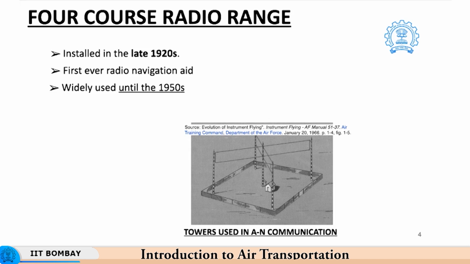A sequence of two of these four-course radio range ground stations acted as an airway route between two waypoints, and hence these proved to be very vital to carry out navigation when the overall outside visibility was low, and hence the aviators could navigate their plane in a very efficient manner.